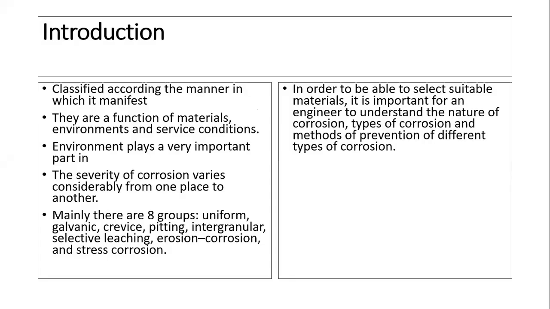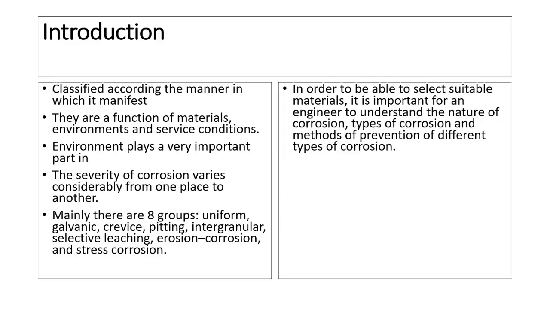So typically, corrosion is classified by the manner in which it manifests or the way it occurs. And this is a function of material, environment and surface conditions. Environment plays a very important role in corrosion. And there are mainly 8 groups. These are the groups that are there.